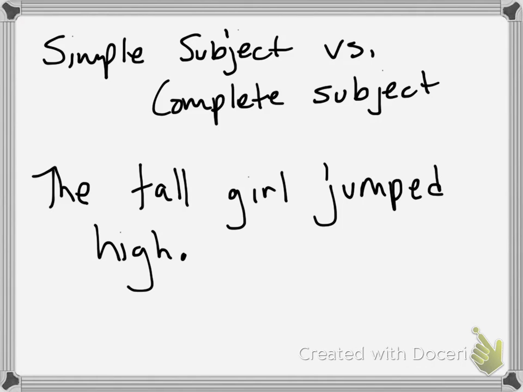In this simple sentence, the tall girl jumped high, girl is our simple subject. This sentence is about a girl, so this is our noun, this is the simple subject. However, we also know that the girl is tall. So if I'm talking about the complete subject, it would be the tall girl. So our simple subject is girl, the complete subject is the tall girl.